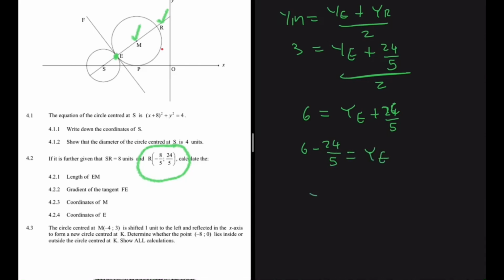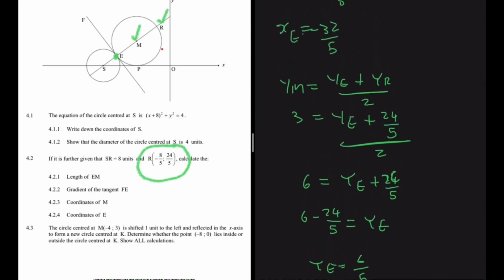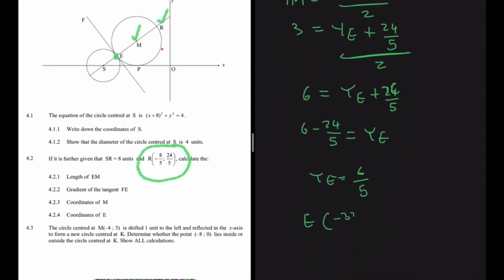So what is y of E? Y of E will be, if you compute that, you get 6 divided by 5, which makes total sense, right? It's just slightly above 1 because 6 minus 24 divided by 5 should be 1 point something. So now we have E having coordinates minus 32 divided by 5 and 6 divided by 5. And there we go. Let's do 4.3.